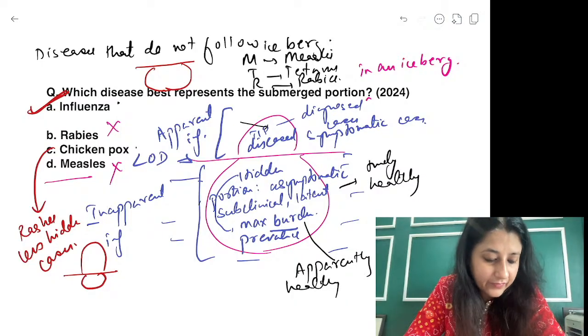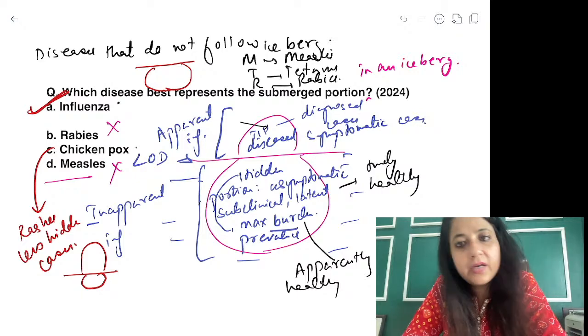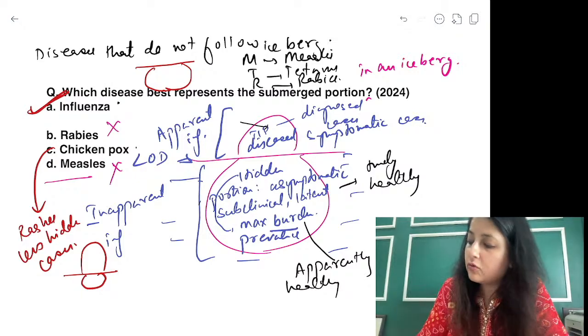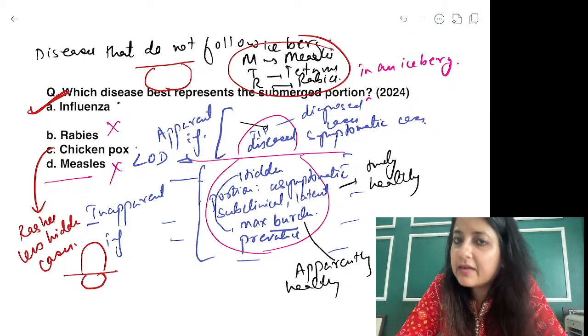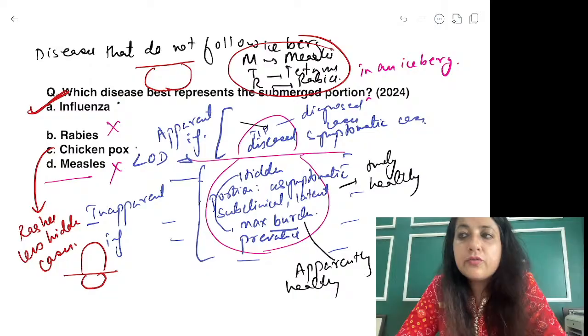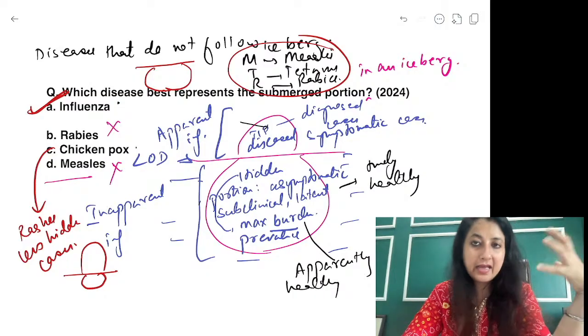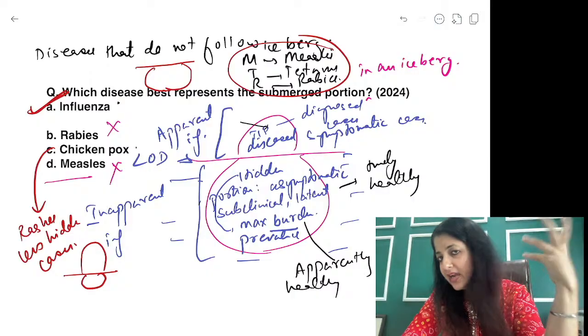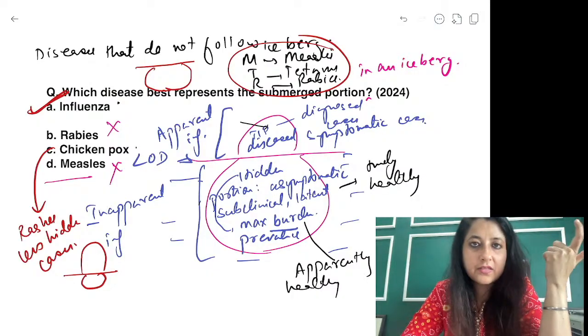Now, did you understand the question, everybody? Pertussis, rubella, everybody follows the iceberg phenomenon. There are only 3 diseases that do not follow iceberg, which is MTR: measles, tetanus and rabies. So whenever you get a question, you just have to think this way only. Where do I have the submerged portion more? Where do I have the tip more? And accordingly, you should be able to mark your answers.